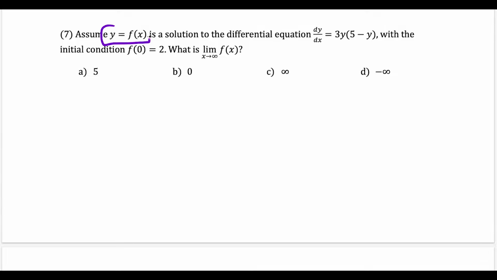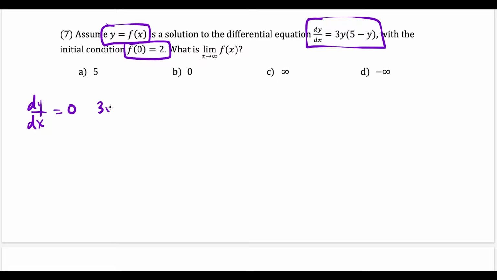We have y equals f of x is a solution to this differential equation here, and this is the initial condition. We want to find the limit as x approaches infinity of f of x. So for this one, the first thing I would find is when is dy/dx equal to 0? And this is going to be true when 3y is equal to 0 and also when 5 minus y equals 0. And this gives us two equations for our horizontal asymptotes at y equals 0 and y equals 5.